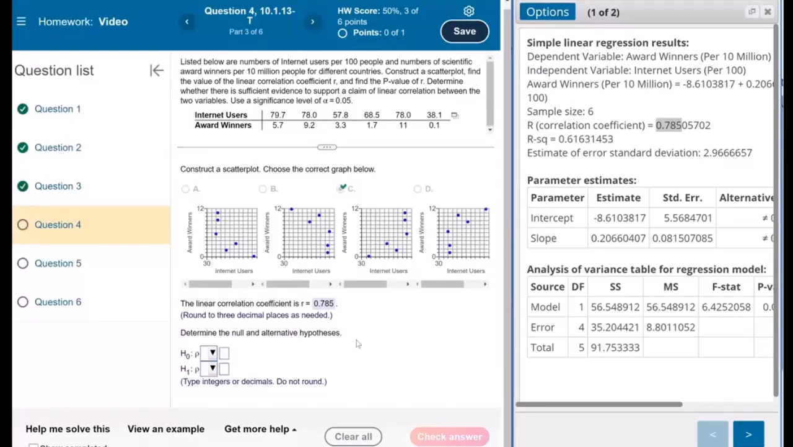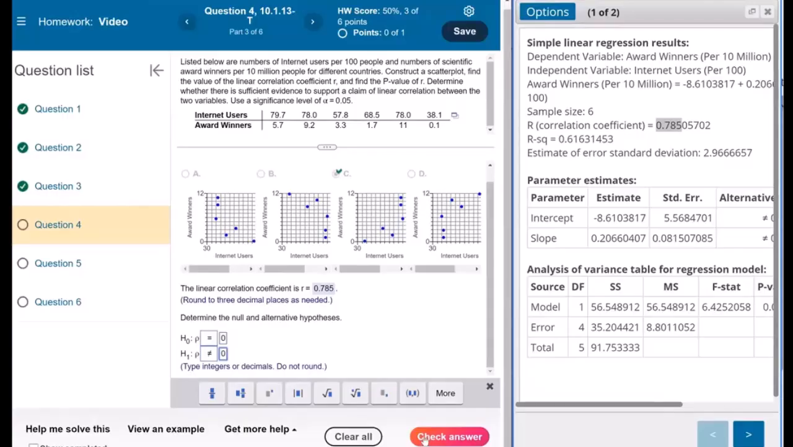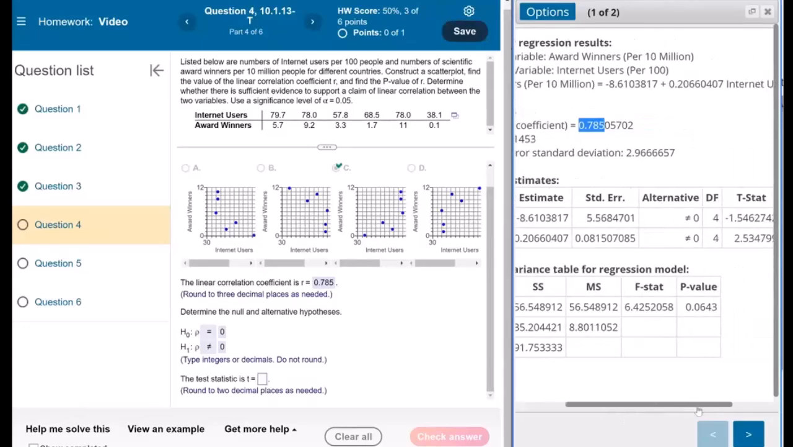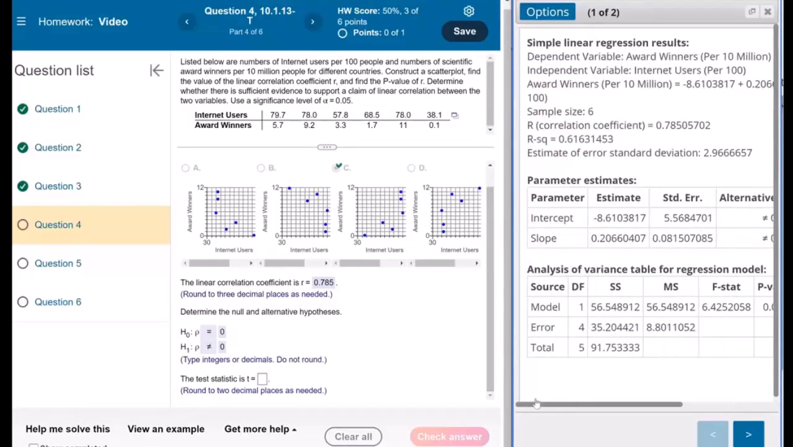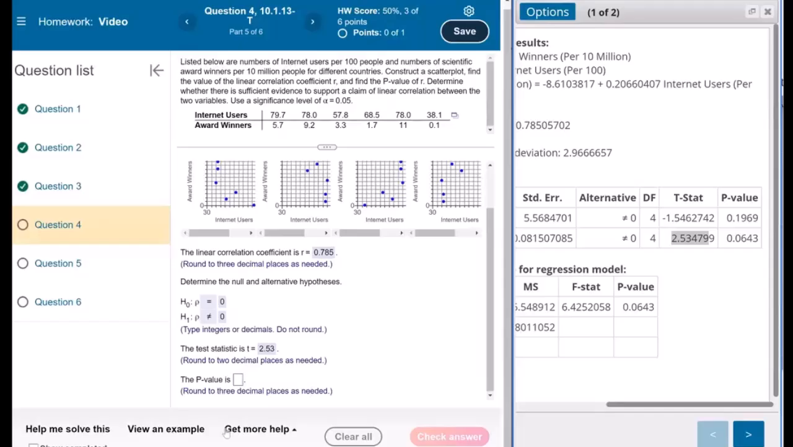And now let's determine the null and alternative hypotheses. For the null, it's rho equals 0. And for the alternative, it's rho is not equal to 0. And check answer. The test statistic, it is right here, t-stat. We don't use the one for intercept. We only use the one for slope. We want this to 2 decimal places. And the p-value for the slope to 3 decimal places, 1, 2, 3.